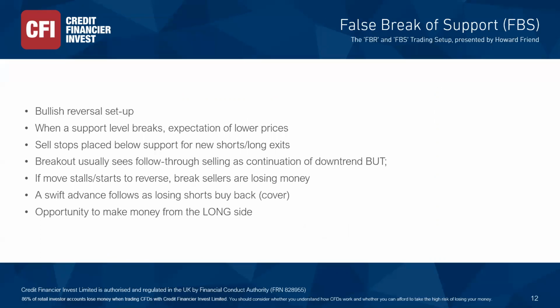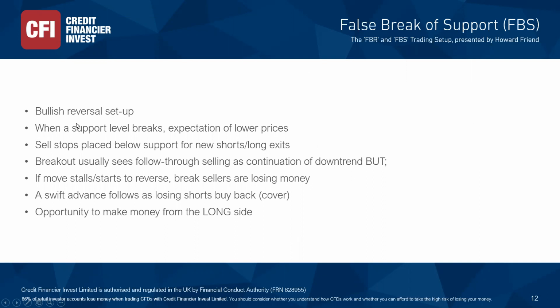Now we're going to talk about the opposite, the false break of support. So this is the bullish example where the market breaks through a support level, fails to sustain that break, and then springs higher, providing an opportunity to make money on the long side of the market. So it's a bullish setup. It's known as a bear trap. So the bears come in, they sell the market, and they get trapped. So it's a bullish setup.